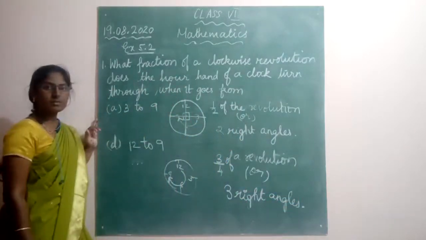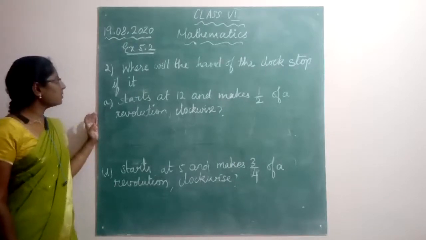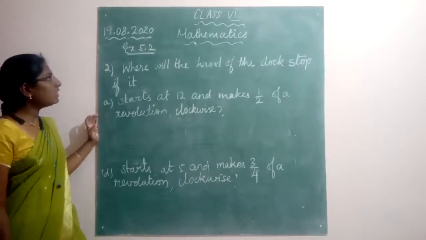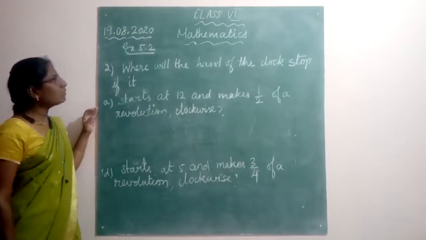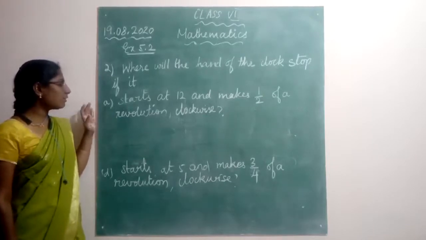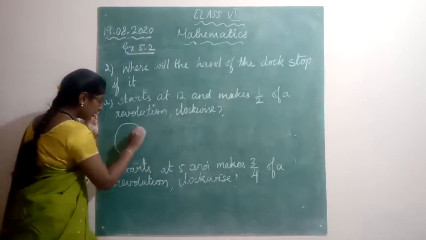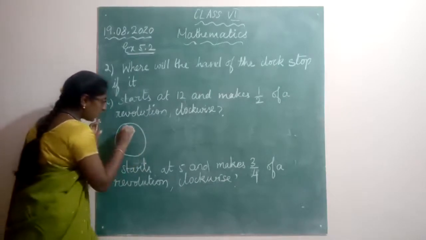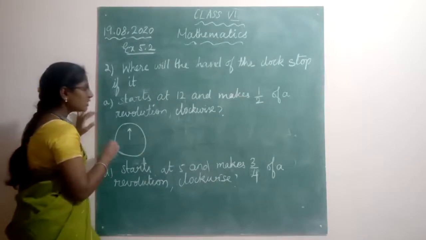Is that clear? Look at the next question. This will be the final question of today's session. Second question: where will the hand of the clock stop if it starts at 12 and makes half of a revolution clockwise? The hand of the clock starts at 12, and it makes half of the revolution in clockwise direction.